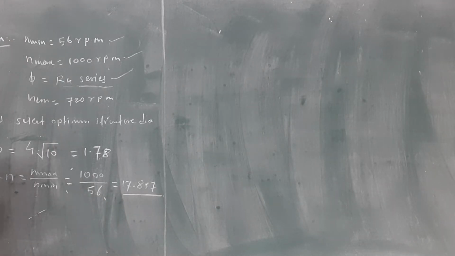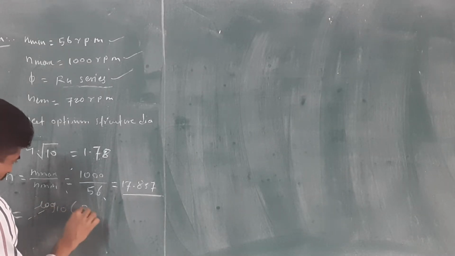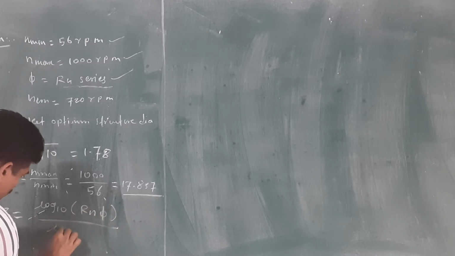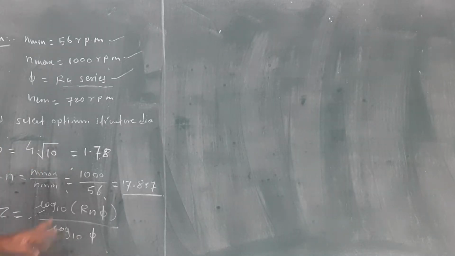Then next, third, we want to calculate the total number of speed steps. They have not given the speed steps in between n minimum and n max. Then how to calculate the total number of speed steps? Using the formula we have already seen, Z equals log 10 of Rn into phi divided by log 10 of phi. Use this formula and find out the value.